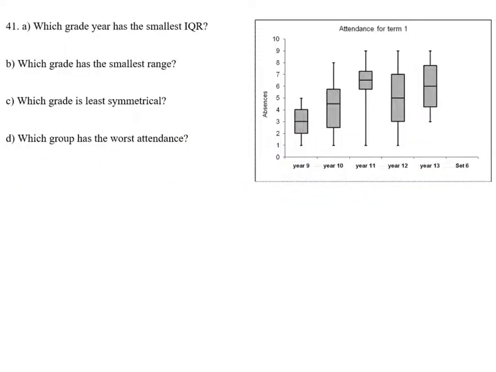Alright, which grade has the smallest interquartile range? Well, I think that's pretty obvious right there, isn't it? So our answer is the 11th grade. Interquartile range is the width of the box, basically. Which grade has the smallest range? Well, that's also pretty easy. Looks like the smallest range right here is the 9th grade. So the 9th grade has the smallest range.